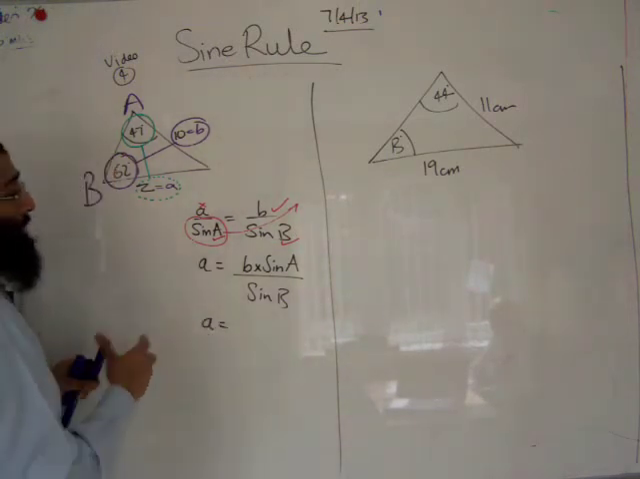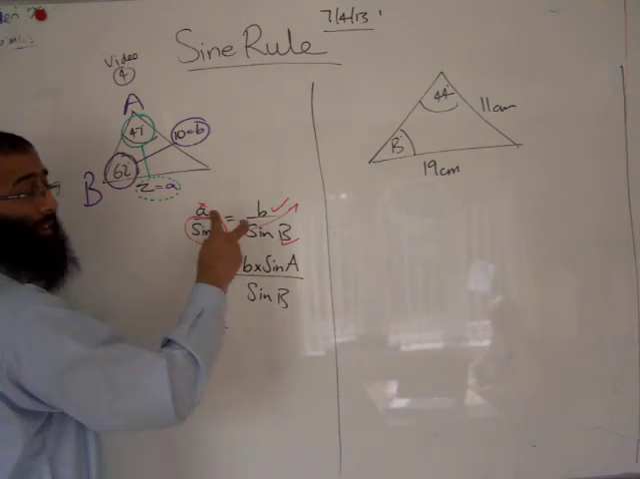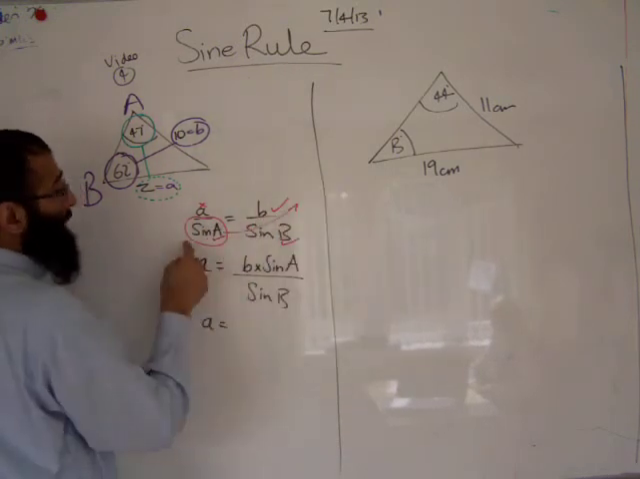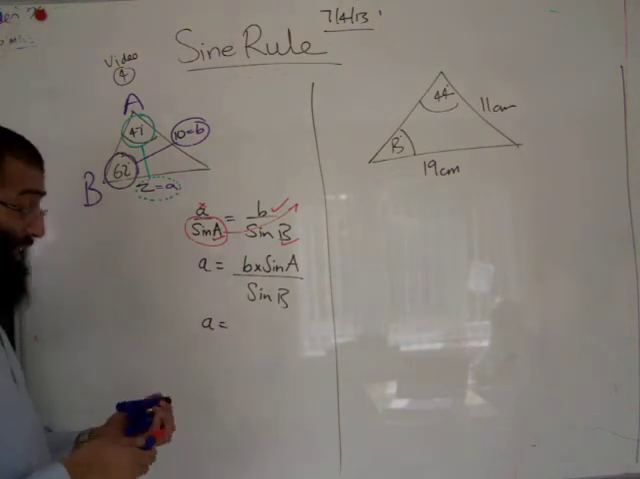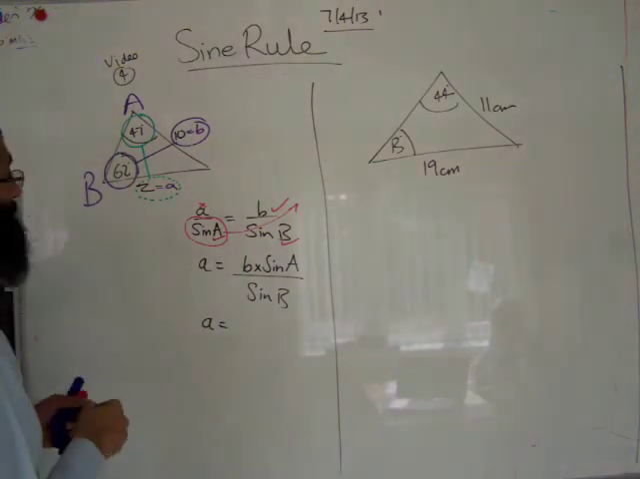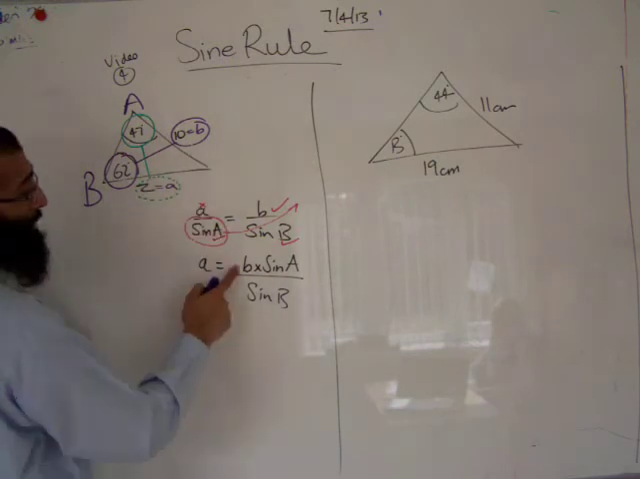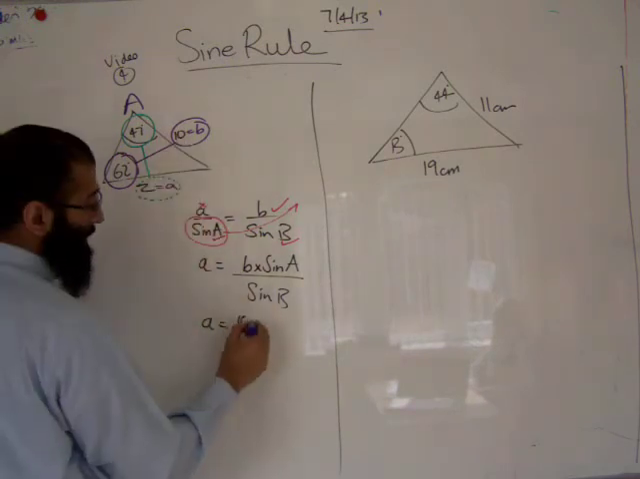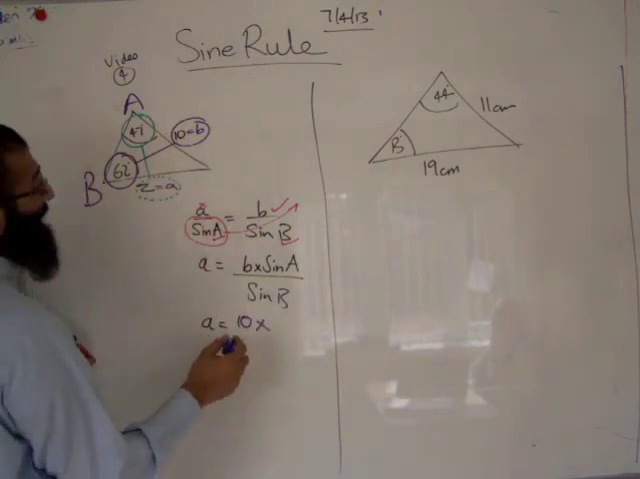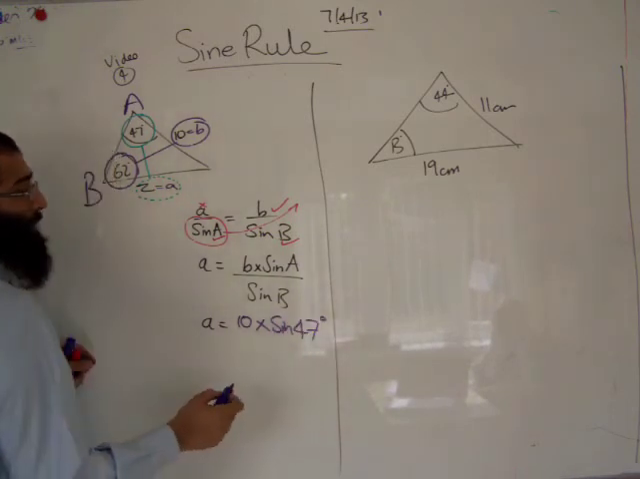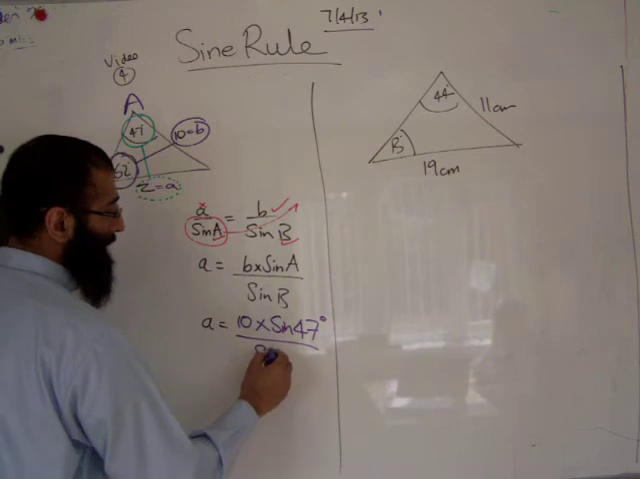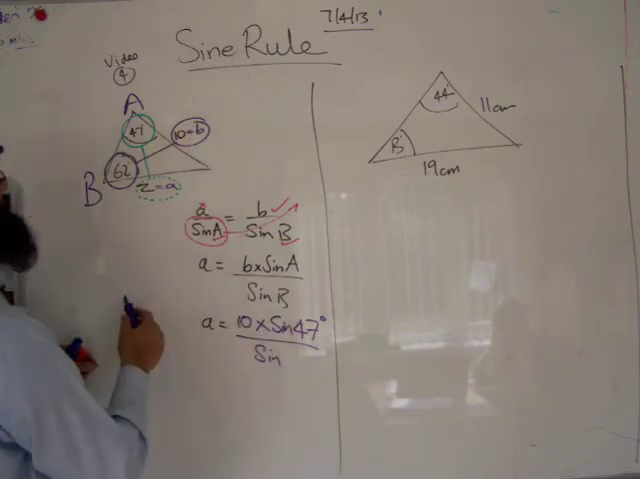So now that we rearrange the divide by sine A to become a times by sine A on the top, opposite of divide is times. What we do now is put the values in. And we're nearly there. So let's go for the values. Little b is 10, and big A is 47. Then we divide it by the sine of big B, 62.